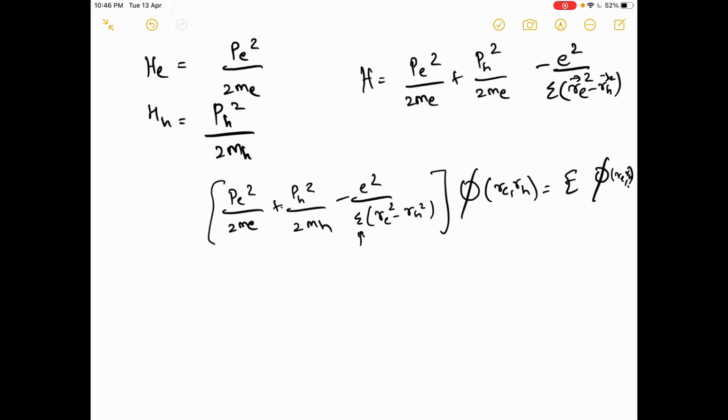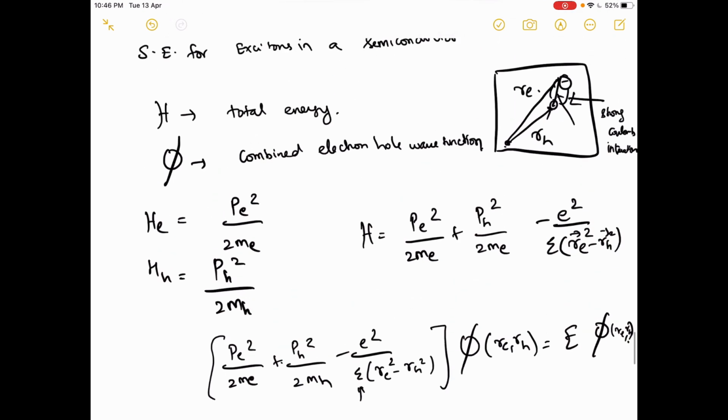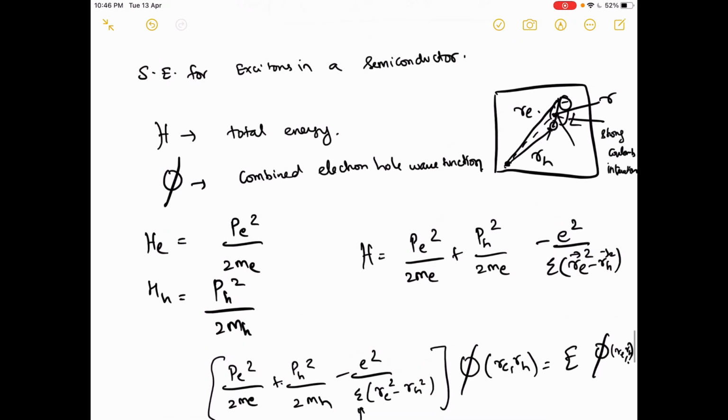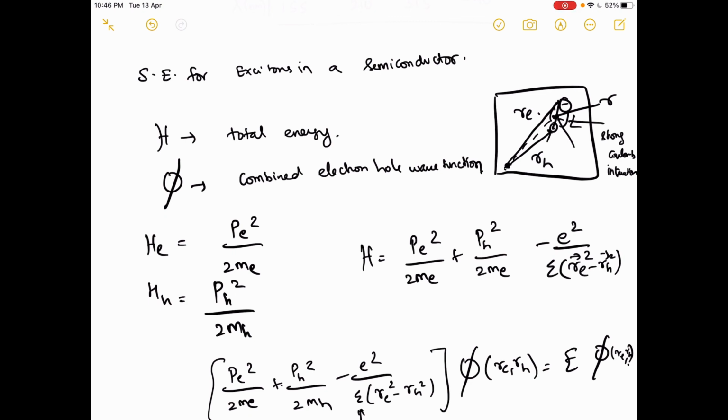Now to solve this problem, we are going to use the conventional technique which is always used in classical mechanics when you have multiple bodies. What we do is use what is called the center of mass, which let us say is not at Re or Rh, but at some point R, right? And the movement between the electron and hole can be represented by two other variables, r and r prime, where R is the center of mass movement and r prime is the relative movement between the electron and hole from the center of mass, right?